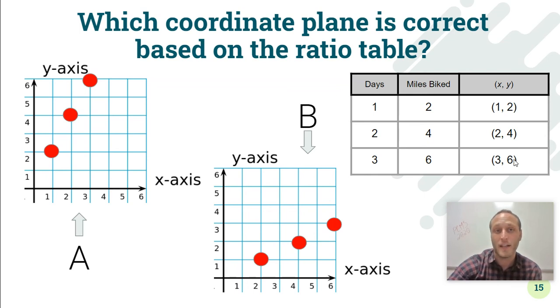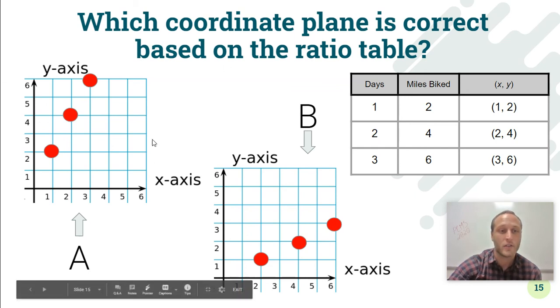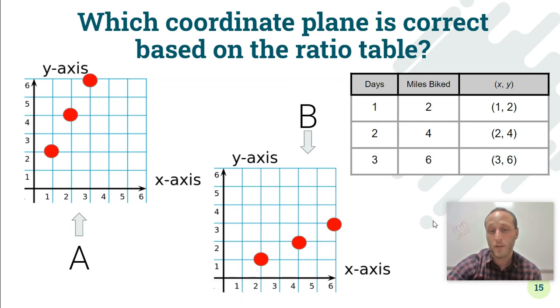Based on what you've learned today in our Edpuzzle about coordinate planes and about graphing ratios, which of these is correct? Is graph A correct over here? Or is graph B correct over here? So right now I want you to answer. Is graph A the correct graph, or is graph B the correct graph based on our ratio table up here?